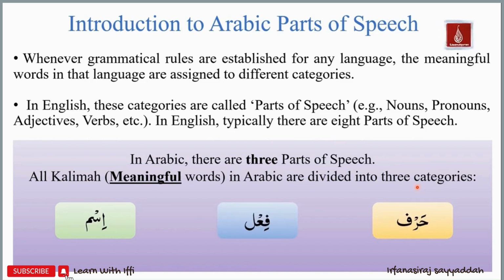We will be studying each of these in much more detail in the later sections, but the purpose of this slide is to just have a brief introduction to the parts of speech in Arabic language. Once again, all kalima or meaningful words in Arabic will be divided into 3 groups. These will be either ism or fail or harf.